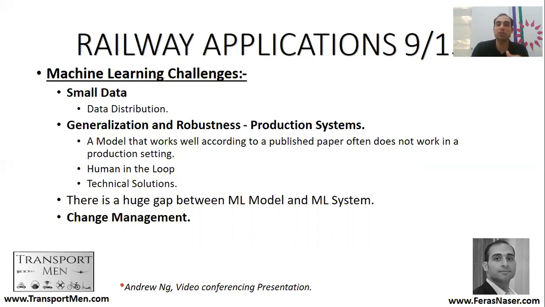He also talks about generalization and robustness of production systems. He says some models that work very well according to a published paper sometimes do not work in a production setting. And there are some solutions for that. We can have humans in the loop, and we can also have some technical solutions. And I personally believe that this decade, 2020 to 2030, will be the human in the loop decade. That's my own opinion, in order to have these systems working.